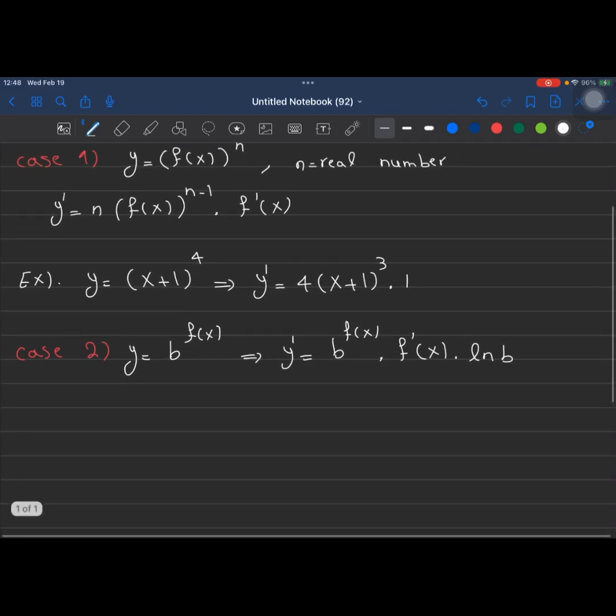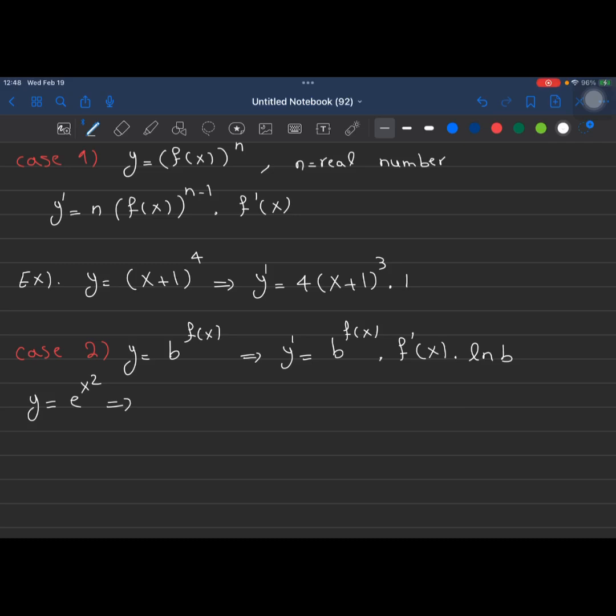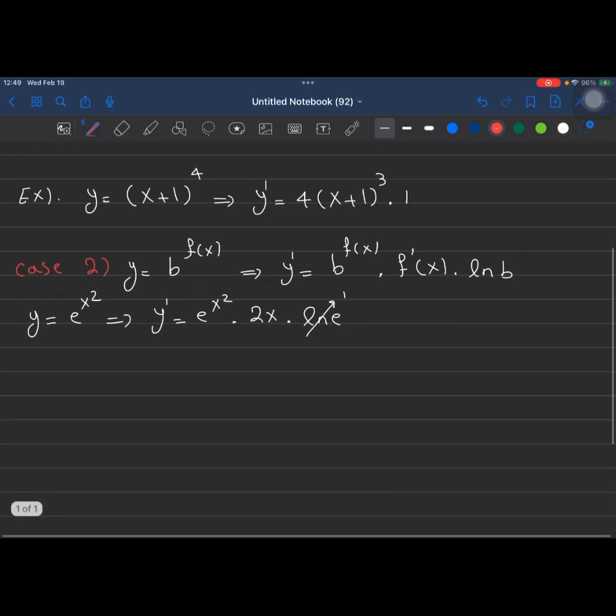For example, if you have y equal to e to the power of x squared. So in this case, e is b and x squared is f of x. So if you follow the formula for y prime, we have to write down e to the power of x squared, and then we multiply by the derivative of x squared, which is 2x, and then you multiply by ln of e, which is just 1. So that was case number two.